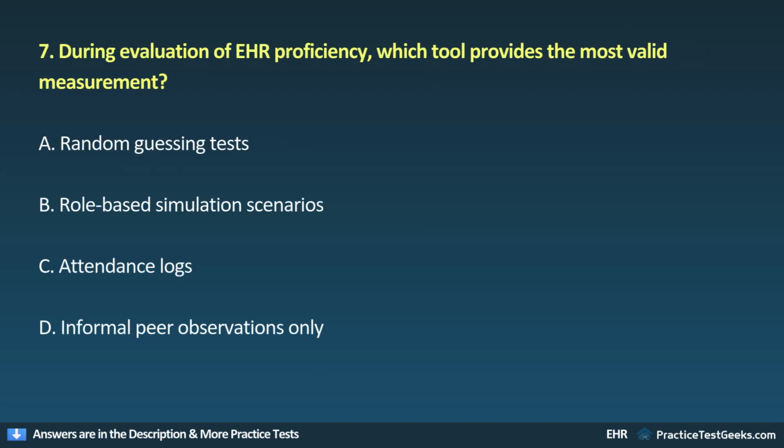7. During evaluation of EHR proficiency, which tool provides the most valid measurement? A. Random guessing tests. B. Role-based simulation scenarios. C. Attendance logs. D. Informal peer observations only.